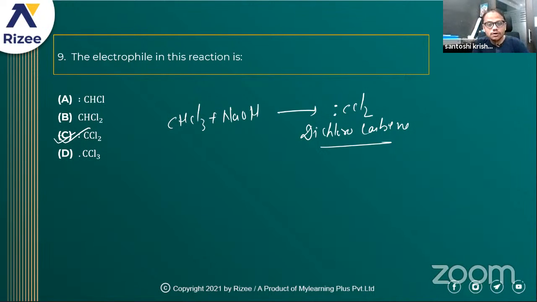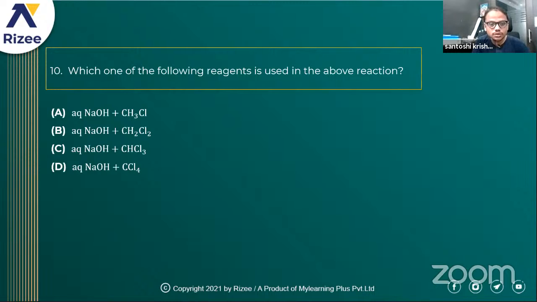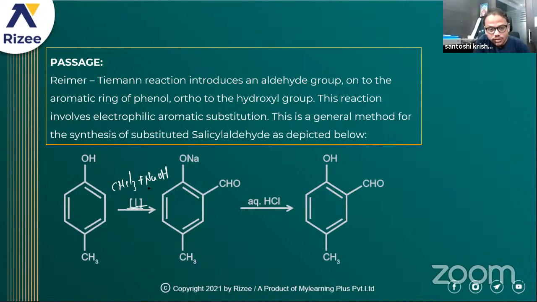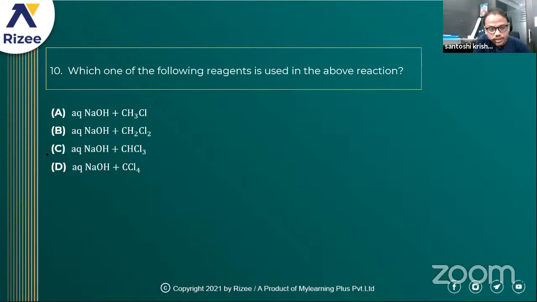And next, which one of the following reagents is used in the above reaction? Already we have seen what reagent we are using: aqueous NaOH in presence of chloroform. So aqueous NaOH in presence of chloroform is our reagent in the above reaction.